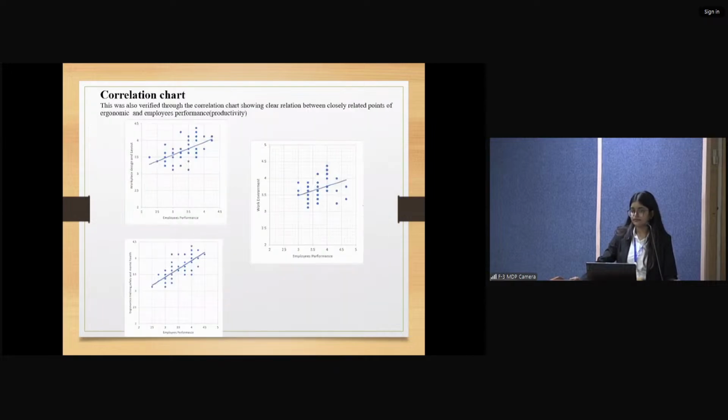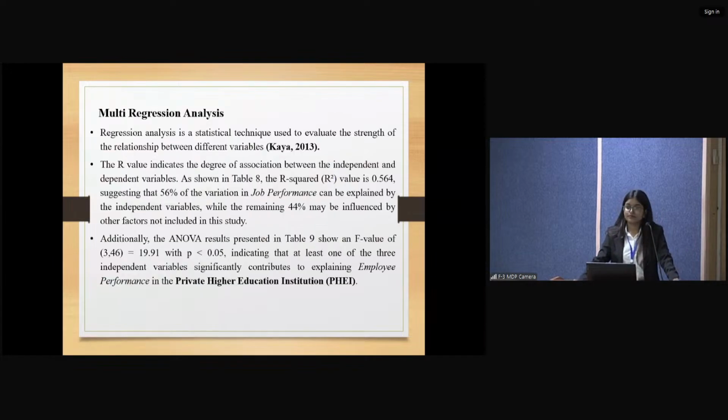Yeah, please. Correlation. This is the correlation chart between different factors. Then a multiple regression analysis was carried out, which suggested that 56% of the variation in job performance can be explained by the independent variables, while the remaining 44% may be influenced by other factors.